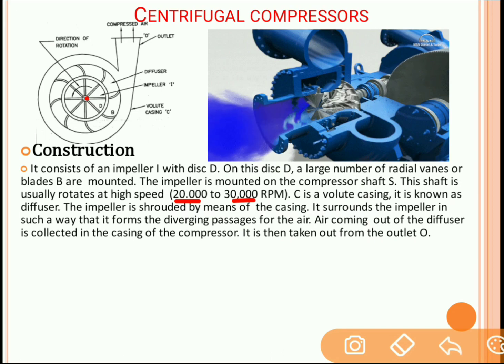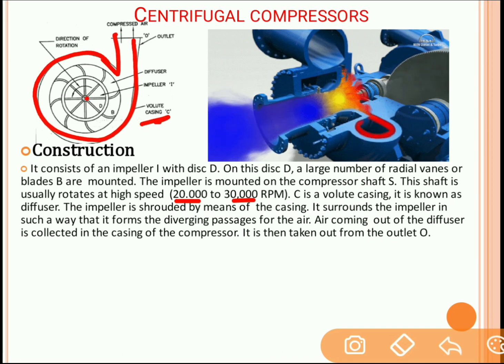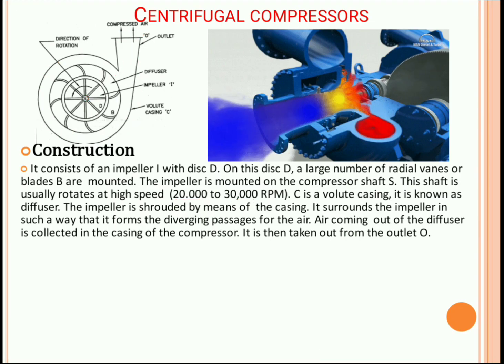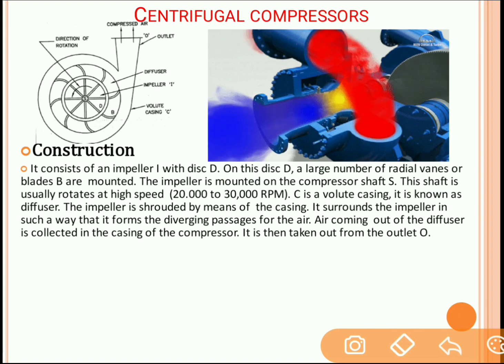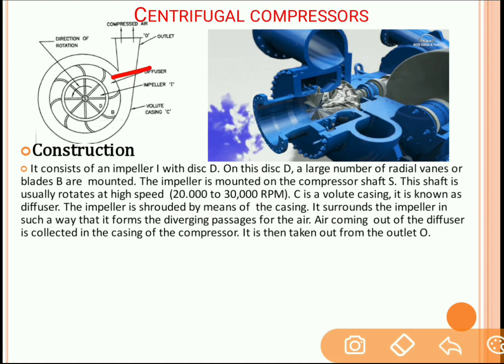Here C is the volute casing. So this is nothing but the volute casing inside which all the structure is mounted. It is also known as diffuser. There is also one diffuser over here. You can say that the diffuser is the stationary blades, and the impeller is the rotating blades. The impeller is shrouded by means of the casing.